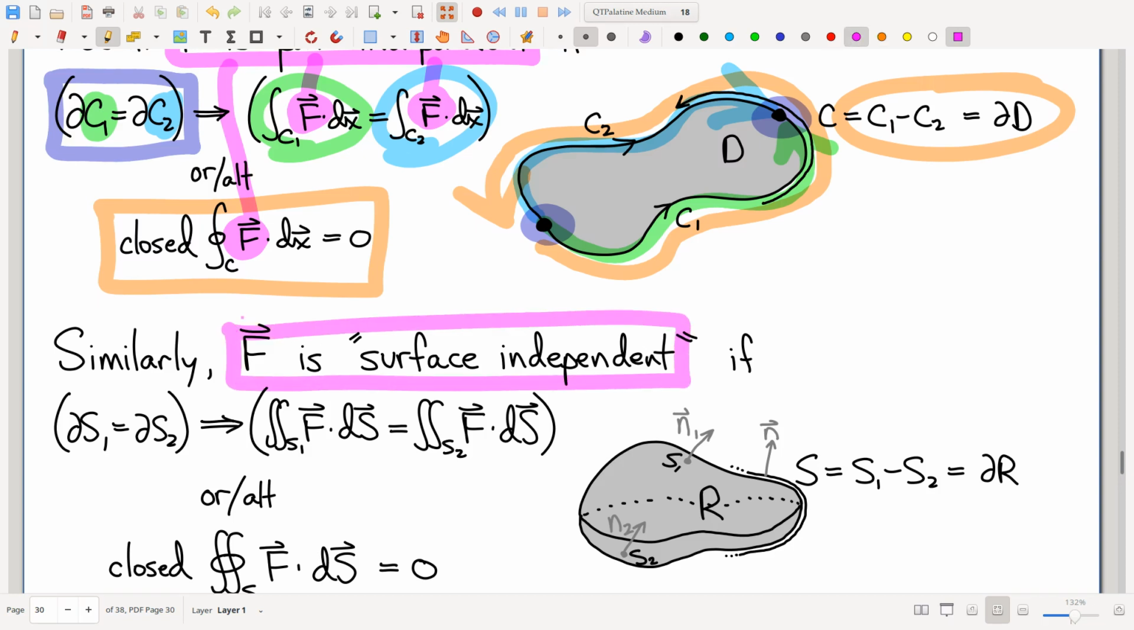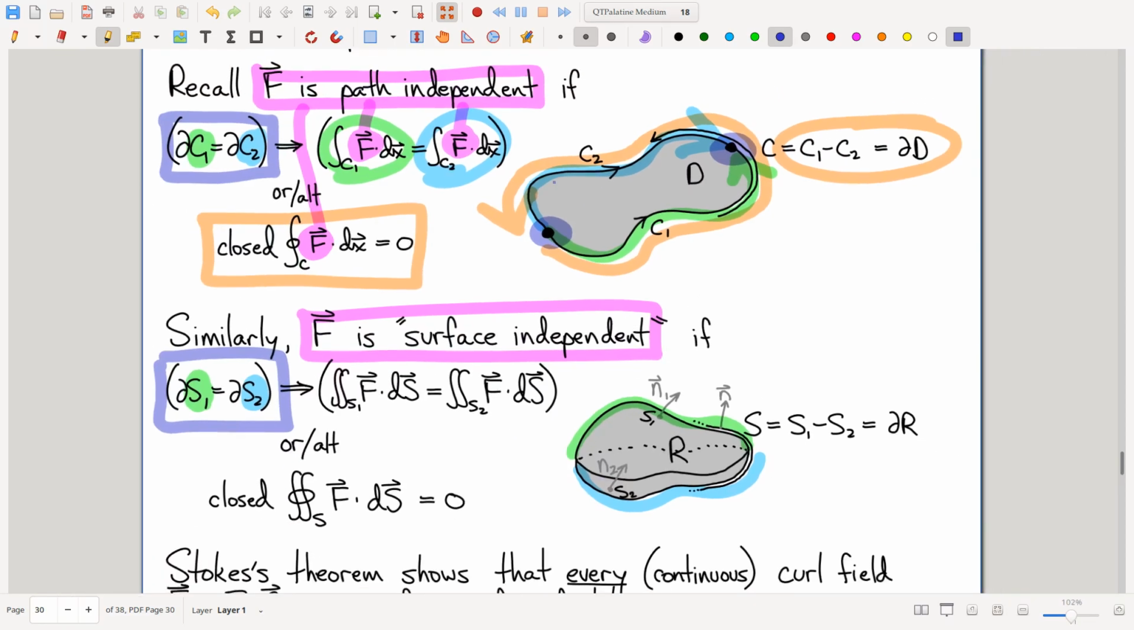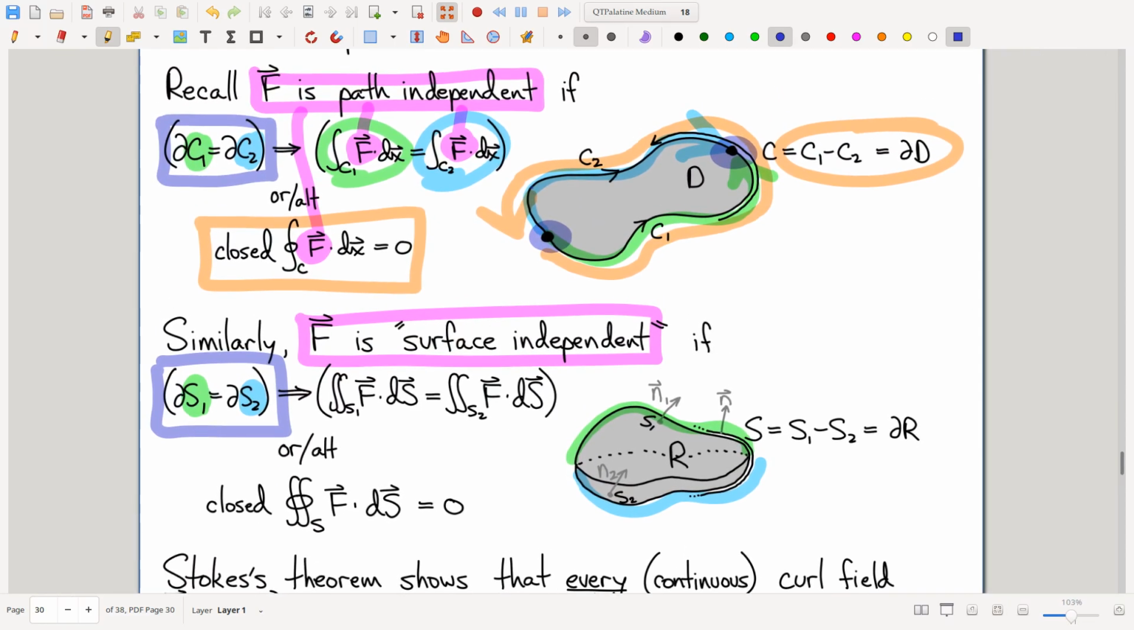Surface independence considers that I have two surfaces. Again, they have to have the same boundary, but this time we're talking about a boundary curve. Let me try to get all this on the page at the same time. It's this shared boundary curve, where the edge of the green surface needs to be the same as the edge of the blue surface.